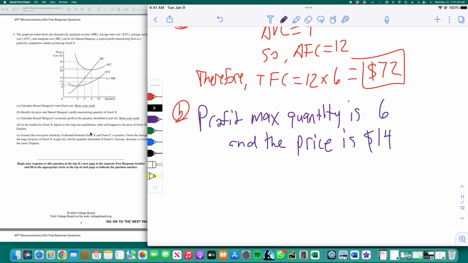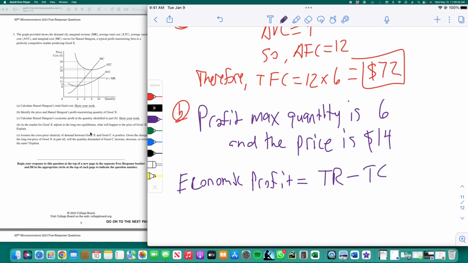Alrighty. So calculate Hansel's Hangouts economic profit at the quantity in part B. So what you need to do for economic profit is that you need the formula. So economic profit, remember, is your total revenue minus your total explicit cost minus your implicit cost. Which means your total cost, like explicit plus implicit, so your total cost.